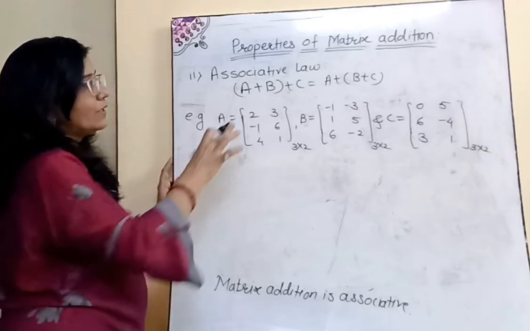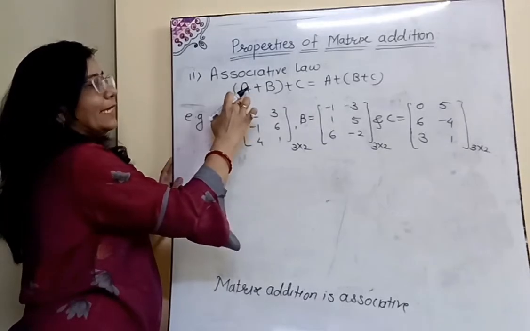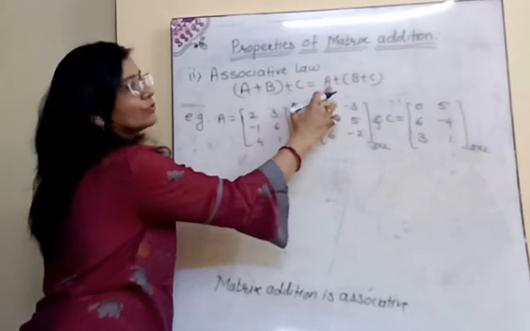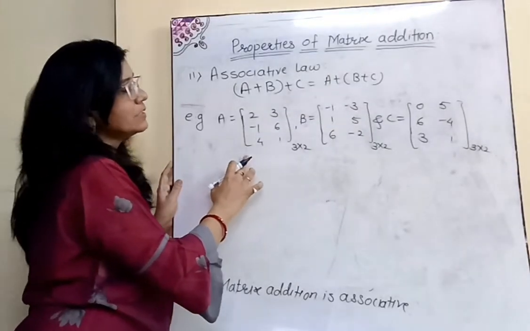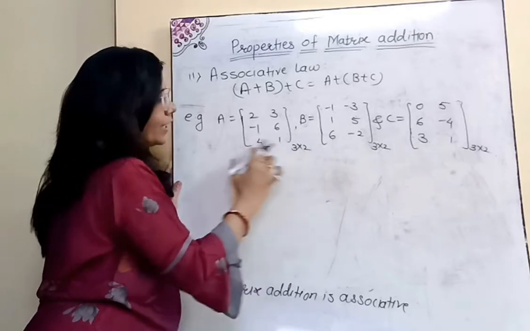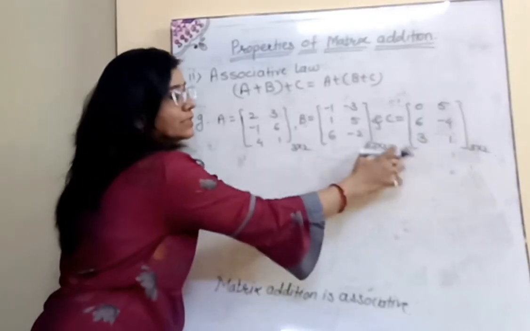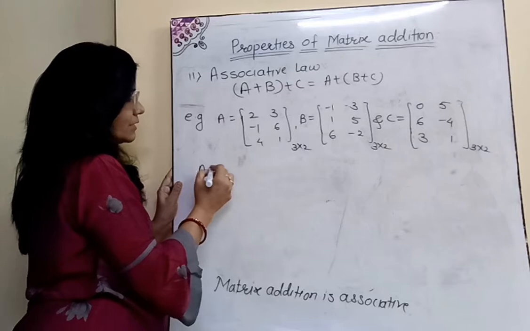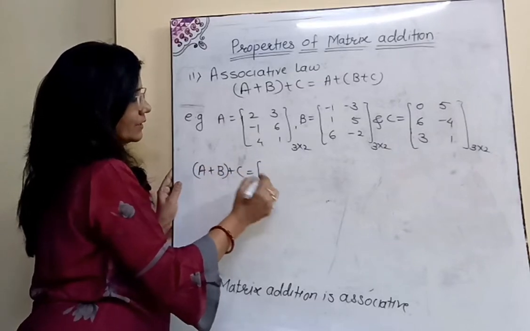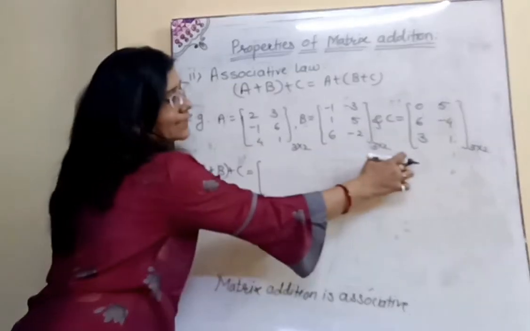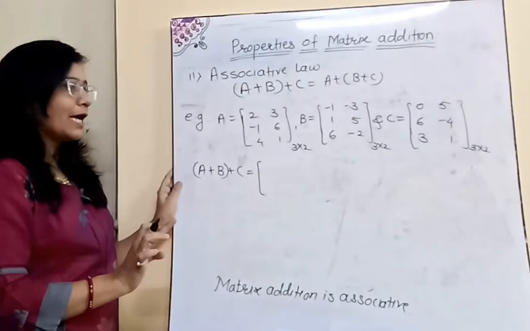So associative law, that is (A + B) + C is equal to A + (B + C). Now for example, I had taken three matrices having order 3 by 2. A is this, B is this, and C is this. Now if I add first A and B and then add C, what will be the result? All these matrices have the same order, so we can add them.